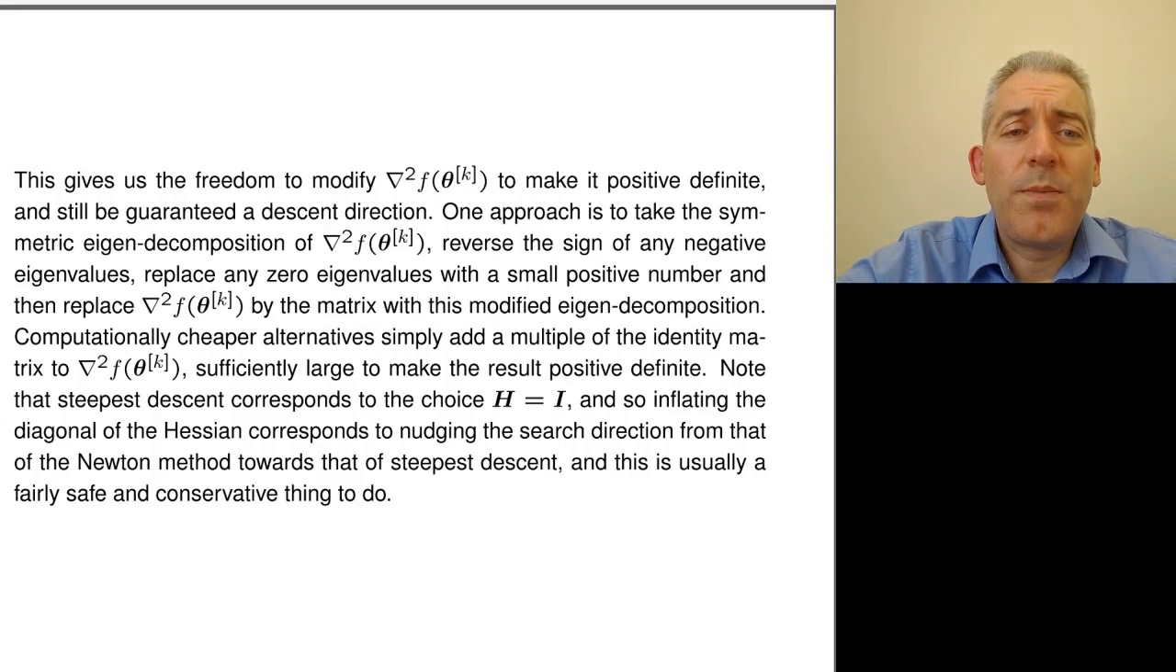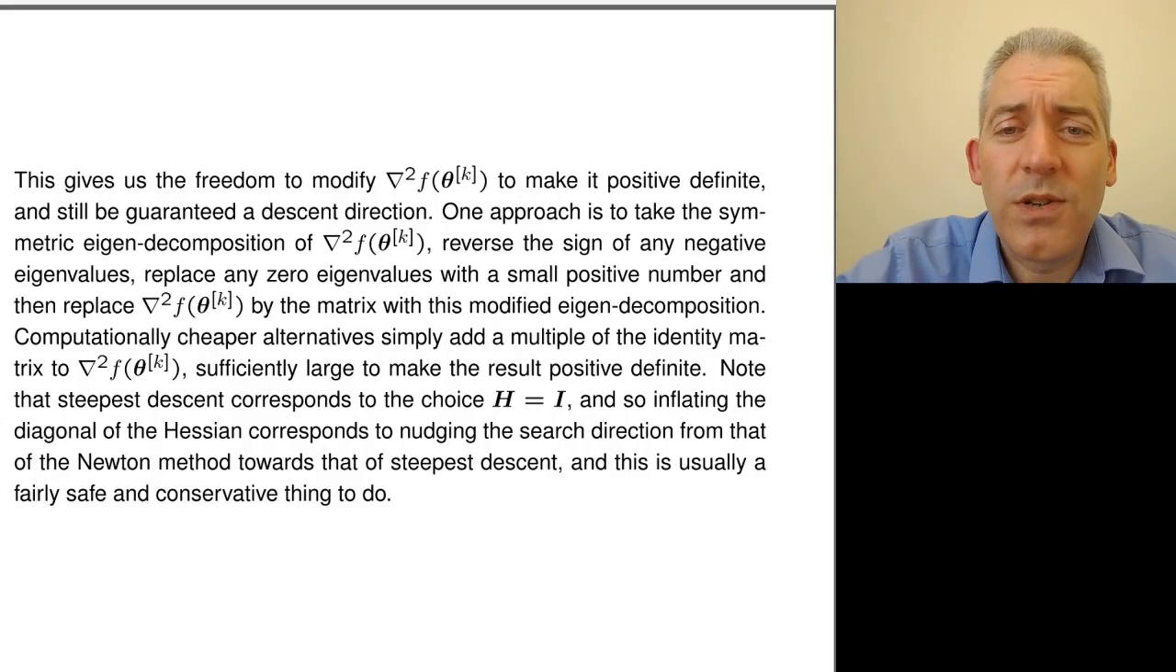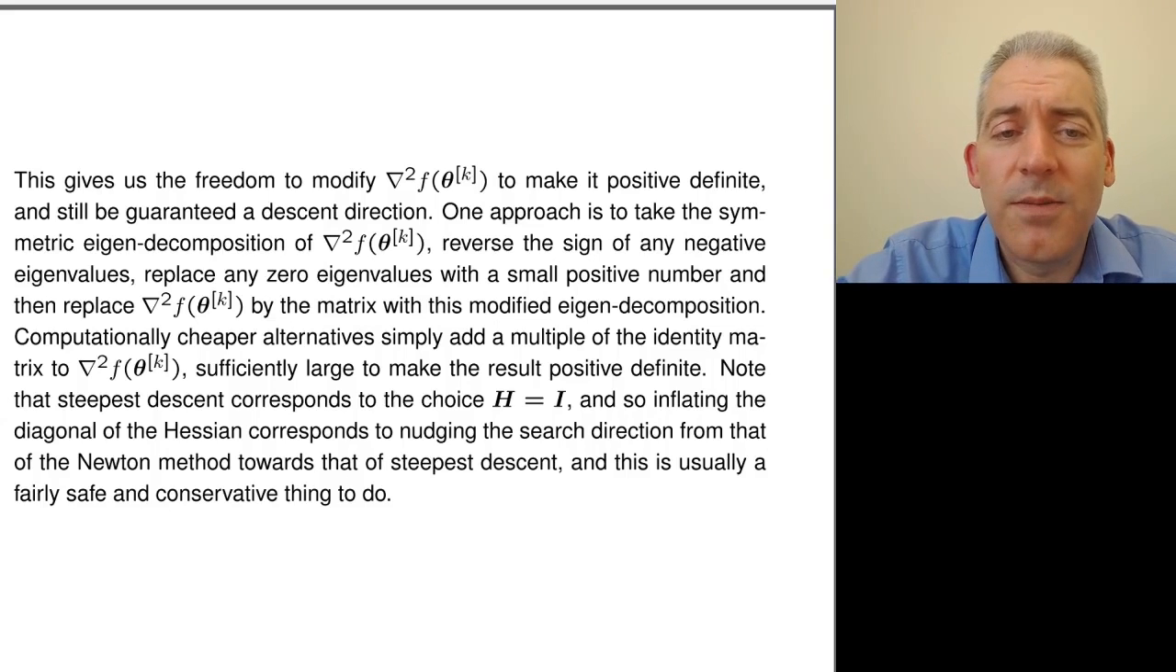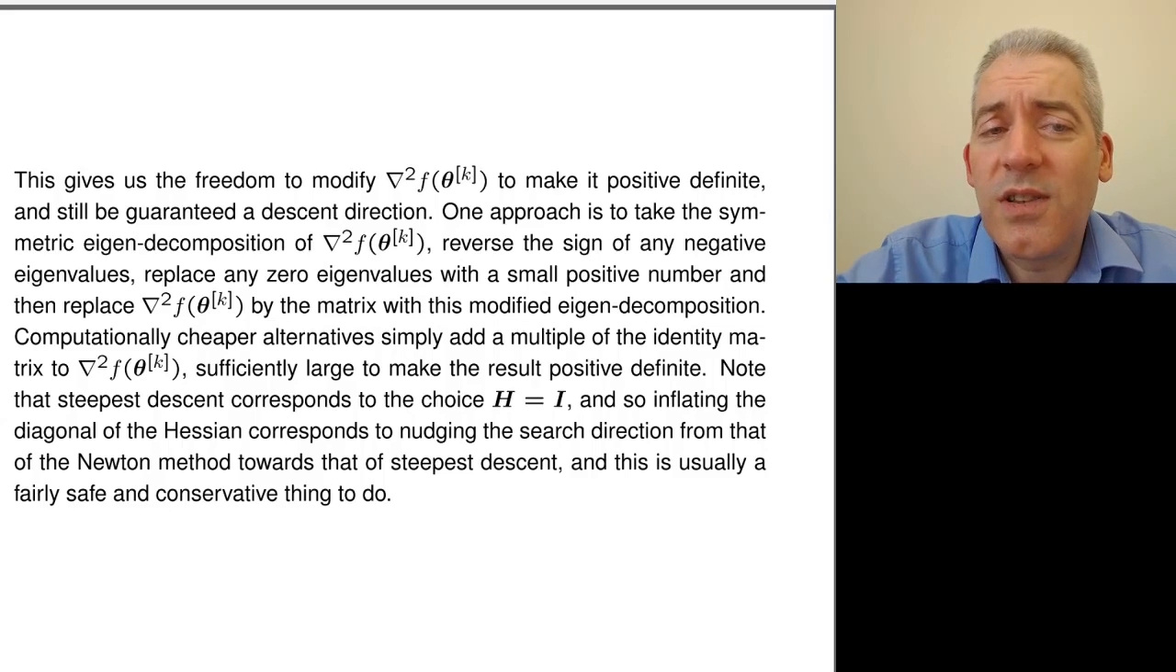It's always going to be a real symmetric matrix, so you're always going to be able to form a symmetric eigen decomposition of it, at least if the dimension isn't too huge. So what you could do there is just reverse the sign of any negative eigenvalues, replace any zero eigenvalues with a small positive number, and that's it. Then you recompose it back with its orthogonal matrices, and you've got a Hessian that's very like the one that you started with, but is now positive definite.